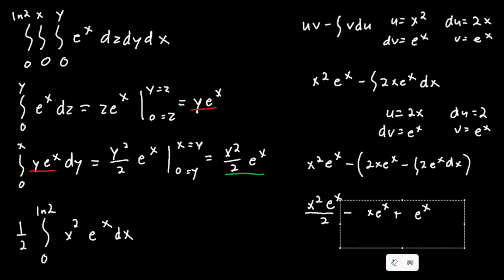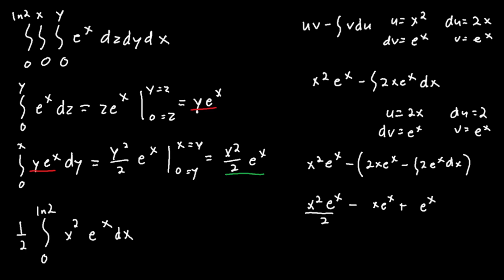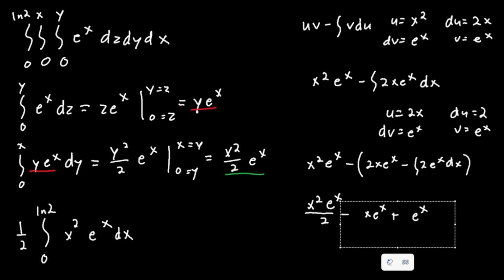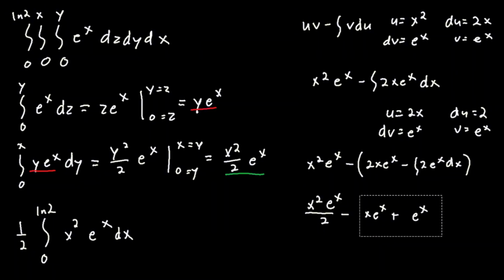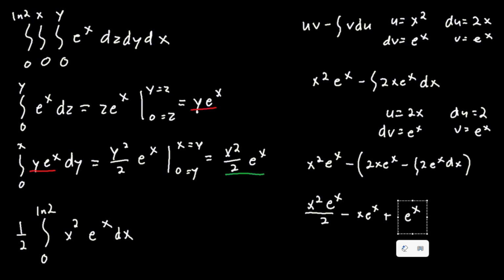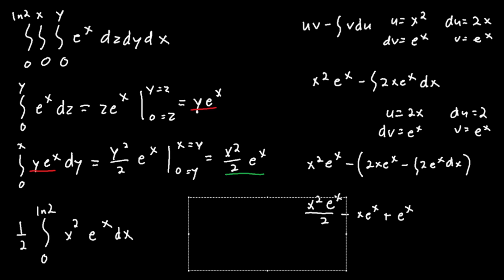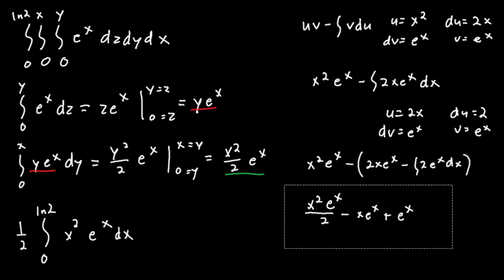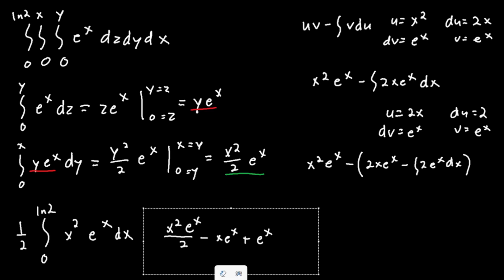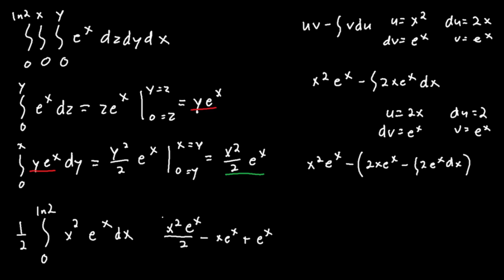And now that we have our final integral, let's move all of this here. This is our answer. We have our bounds from 0 to ln 2 for x.